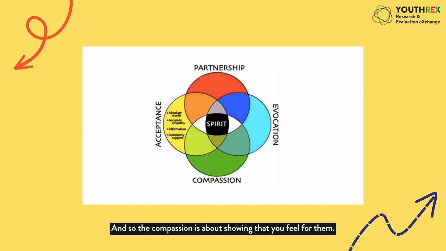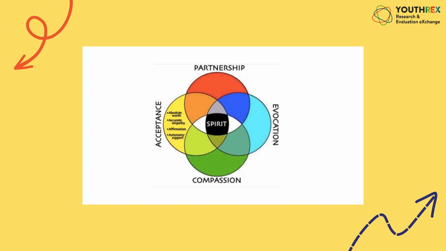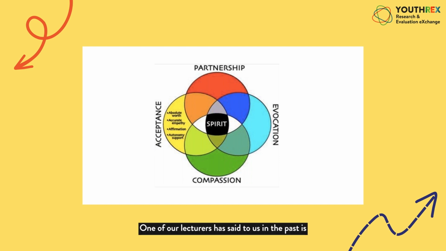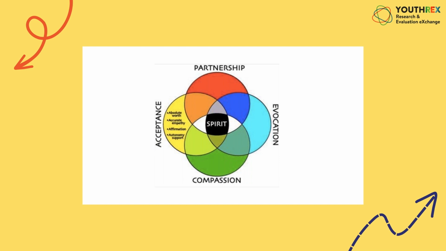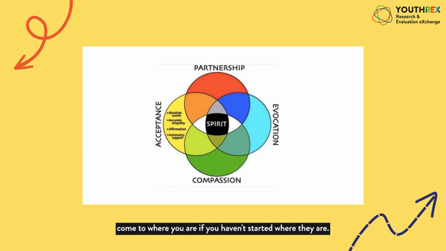And so the compassion is about showing that you feel for them. So it's not just about understanding, but you feel for what they're going through, and you want to start from the position where they're at to help them get to the next place. I like what one of our lecturers said to us in the past: you cannot make a person come to where you are if you haven't started where they are. So you need to be with them to help them move from there. You can't call to them from a distance and hope that they'll know how to get to you. And so being compassionate is a really good way of achieving that goal.